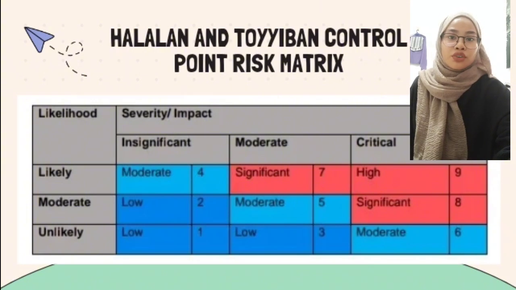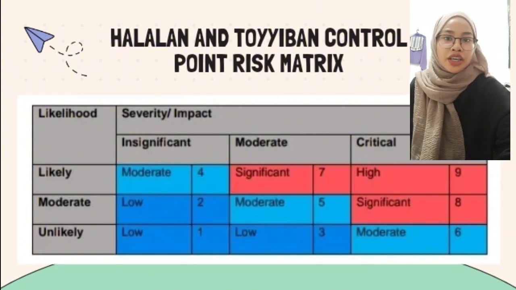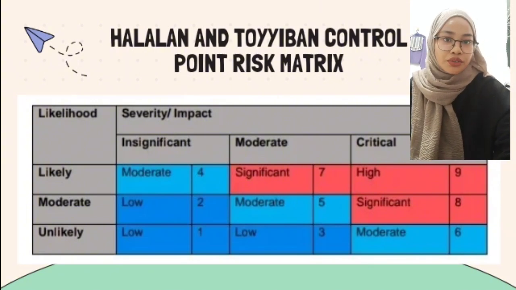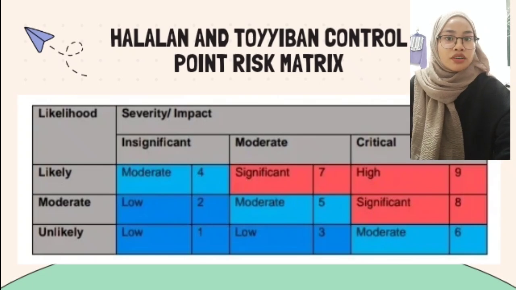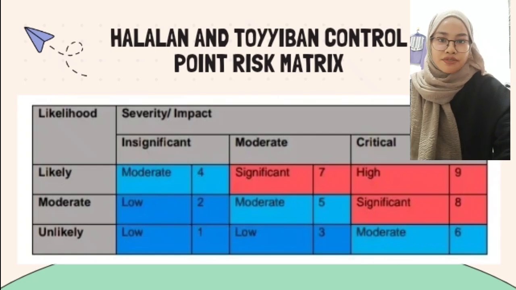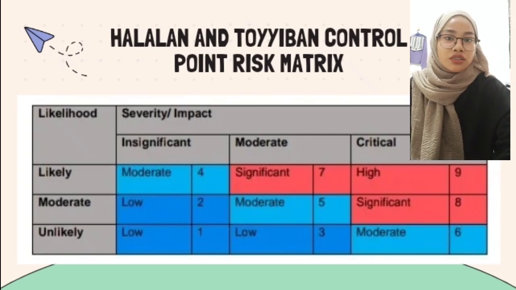For the halal and tayyiban control point matrix, we have to read the table by starting with likelihood and going to severity. First, unlikely and significant. Second, moderate and significant. Third, likely and significant. The final will get low. This means the company should maintain the implementation of control measures based on schedule.